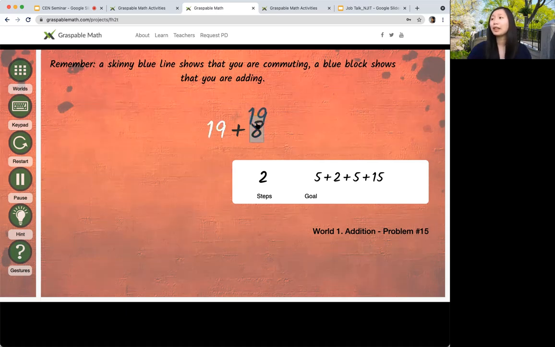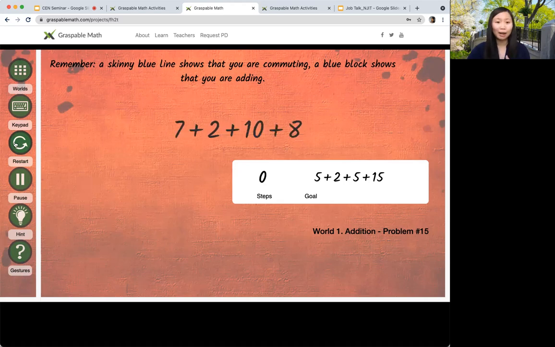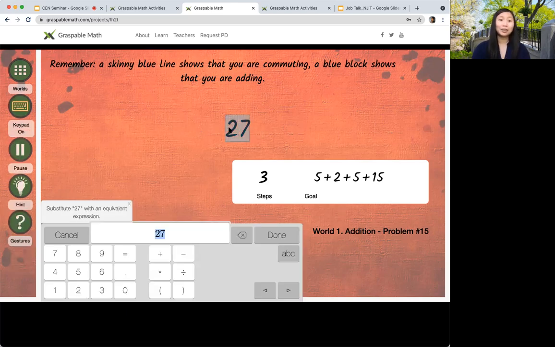So for example, here, we can drag the numbers on top of each other to add the numbers together. If whatever I'm doing is not productive or leading me closer to the goal, I can always restart and retry the problem. And so here is one way, not a great way, of solving the problem. I can add all the numbers together, and then I can use the keypad to decompose the number. So here we can do 5 plus 22.